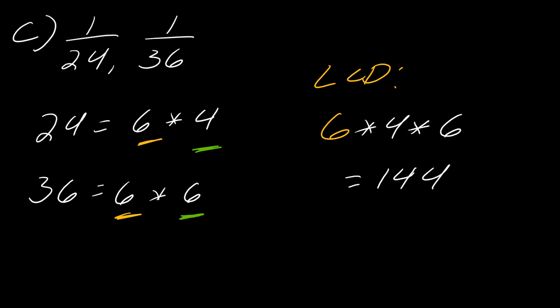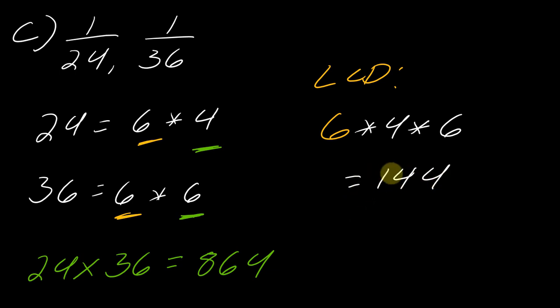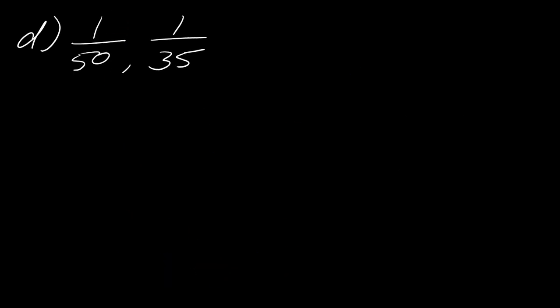And notice that this is still smaller than, so a lot of times what I see people do is they just take 24 times 36. So 24 times 36 is 864. I'm not saying that this is the end of the world, but it is a very big number, and the larger the numbers get, the more likely you are to make a mistake. So I really think it's in your best interest to try to at least find the LCD, because it just keeps the numbers more manageable. This is a really common thing that I see students do.